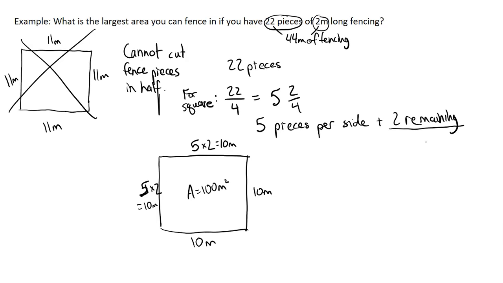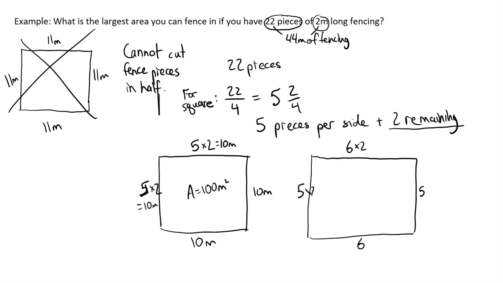That would be an area of 121. But what we can do is add one more piece to 2 of the sides. If I put 6 pieces here and 6 pieces here, and then keep the 5 pieces there and there, now I've used all 22 pieces. Each piece is 2 meters long, so the actual length is multiplying each of these by 2. And so we would get a dimension of 10 by 12.